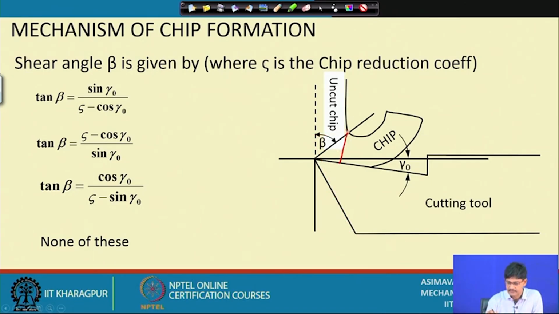Drop two perpendiculars here, one here and one there. In these two right angle triangles, the hypotenuse is shared, and therefore the hypotenuse can be expressed in terms of two angles. One is this beta, and this one happens to be gamma O, and therefore this one will be 90° minus beta plus gamma O. From there we can get a relation: hypotenuse is equal to uncut chip thickness divided by sine beta, and it is also equal to chip thickness divided by the sine of this angle.